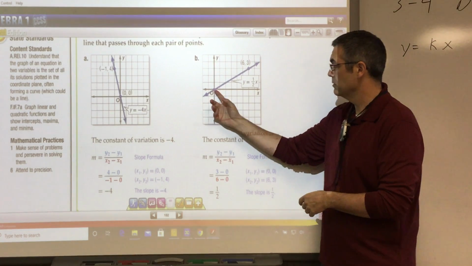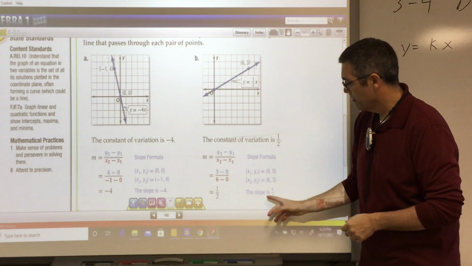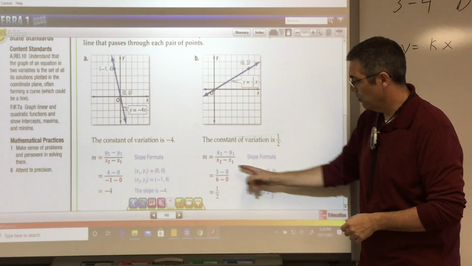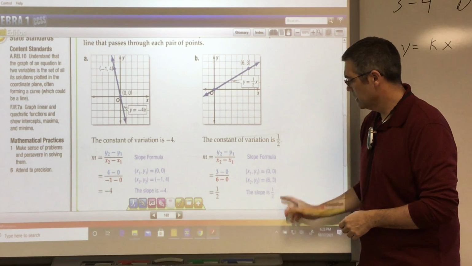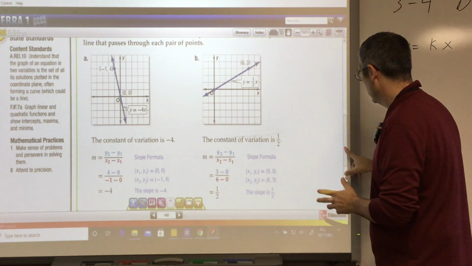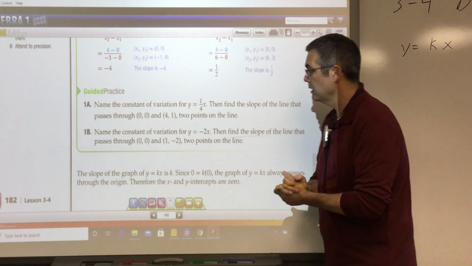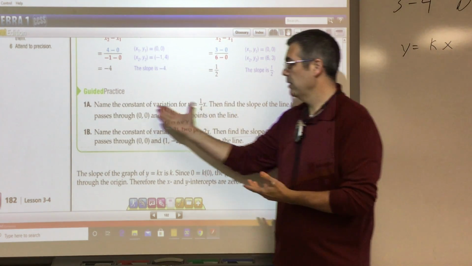Right? Went through 0, 0, y equals 1/2 x. Again, 0, 0, they put the y over the x, 3 over 6, reduces to 1/2. And that's what you're looking at. All right? And that's really what it is. And you can do the same thing over here, right?